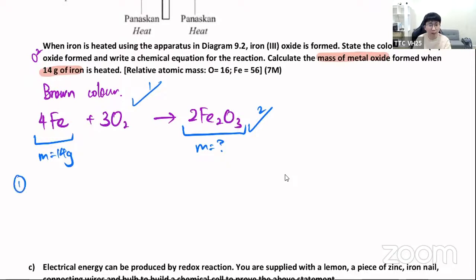Step 1, guys, since I got mass, how do I relate from Fe to Fe2O3? The only common thing between chemicals is the number of mole. So since we have mass, we take the mass formula. What's the mass formula? Number of mole equals mass over molar mass.